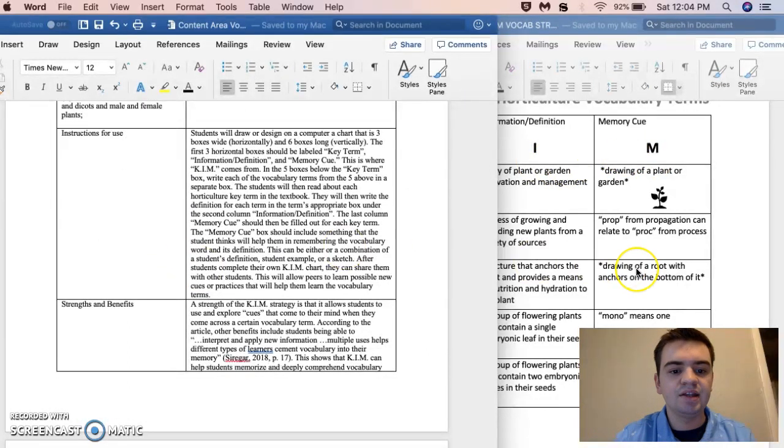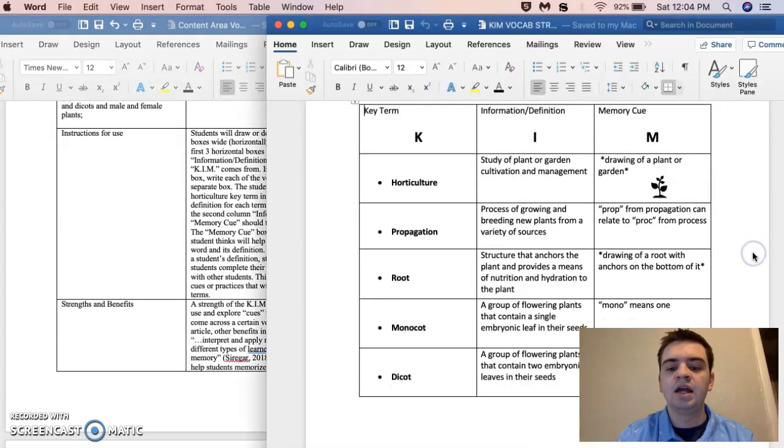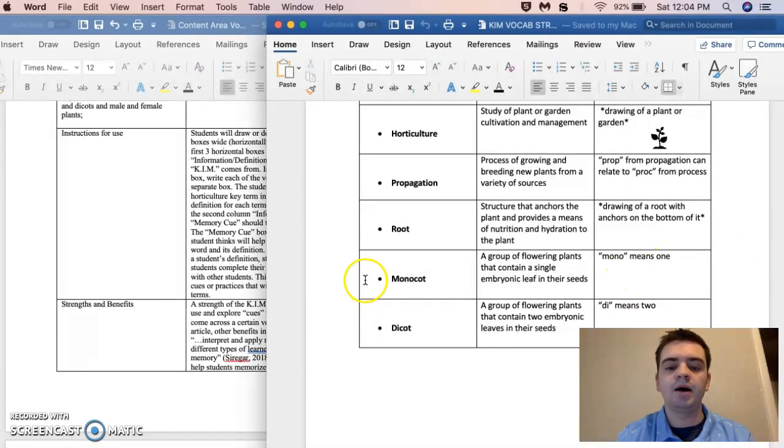And then after this, the students will complete their own K.I.M chart with all 5 definitions that the teacher assigned over the given subject area or content area, and then they can share them with their peers or other students. And that just leads to students learning new cues or practices that will help them learn the vocabulary terms. Because mono in monocot might have helped one student remember monocot, but then the other student might think that they found something with the word monocot or drawing a picture that helped them actually remember it better, so they can learn from other students, and then the other students can come up with which way is going to help them the best, or decide other ways that they can add to their repertoire that will allow them to learn the vocabulary.